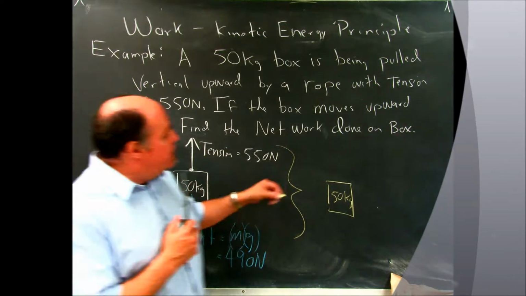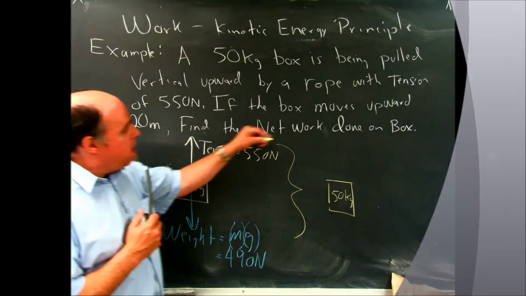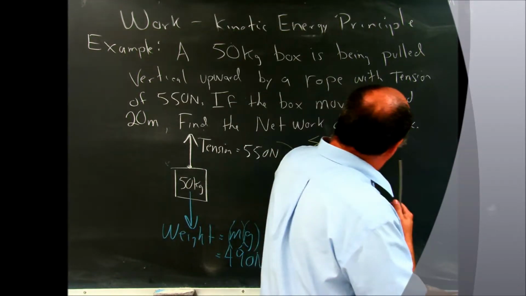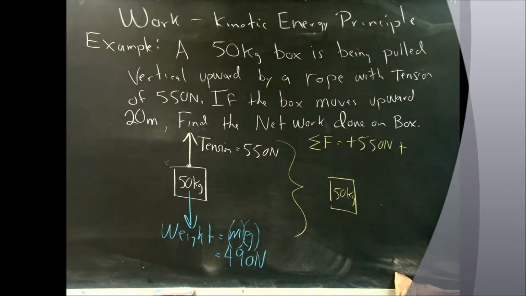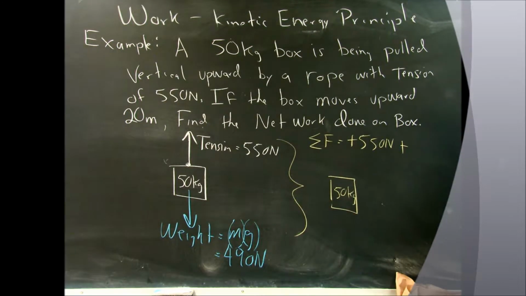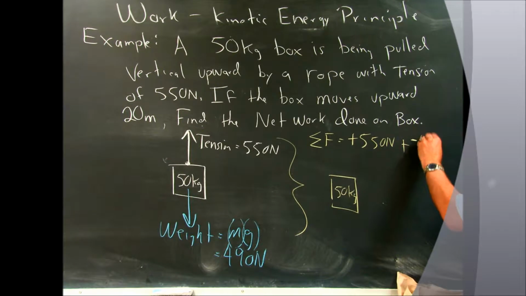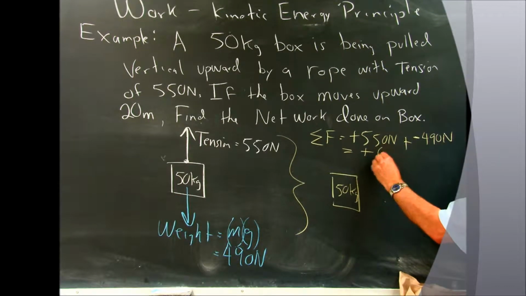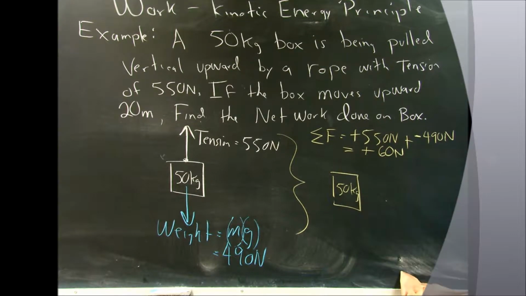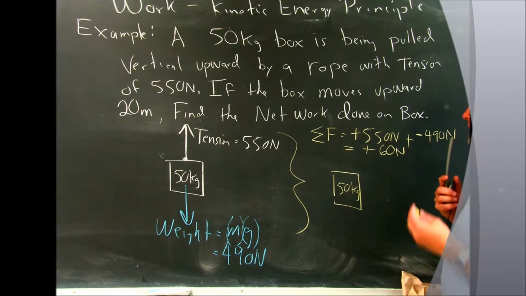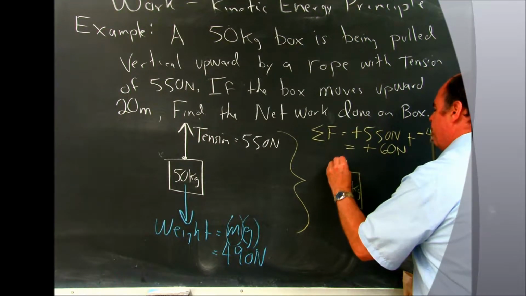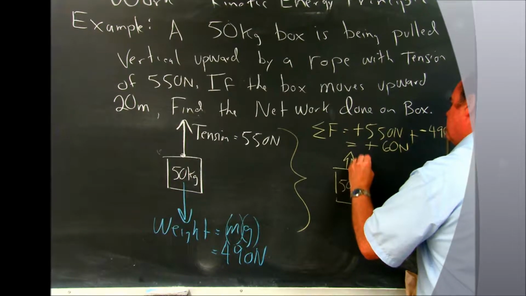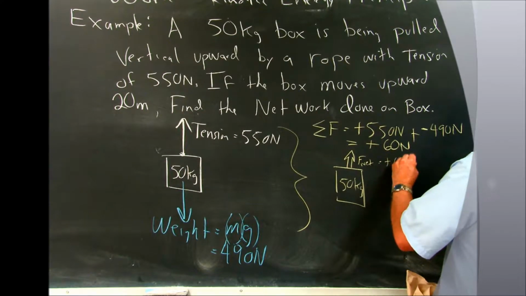So if I wanted to do the net force, I would say the sum of all those forces would be a positive 550 newtons plus, because the other one is pointing downward, a negative 490 newtons. And when I do that, it comes out to be a positive 60 newtons. So my net force is a positive 60 newtons. It's moving upward. So my net force is a positive 60 newtons.